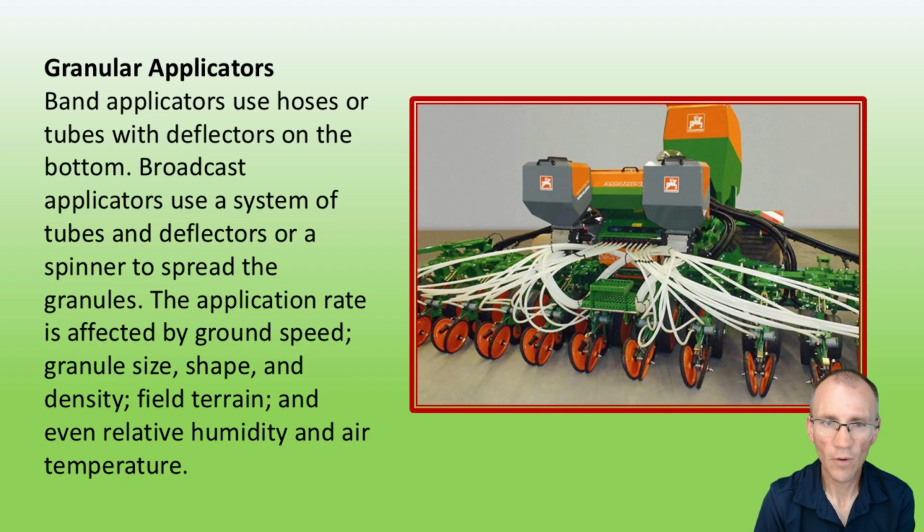Again, this application rate when it comes to granular applicators is going to be affected by ground speed, how fast you're traveling, the granule size, the shape, and the density, that field terrain, and even relative humidity and air temperature. Each one of these things has an impact on that application. So as you're going through things like calibration, all of these are going to be factors. And the goal of this is we're trying to applicate per the label rates. And we just have to remember there's so many different factors in that each time we do an application, it can be a little different.